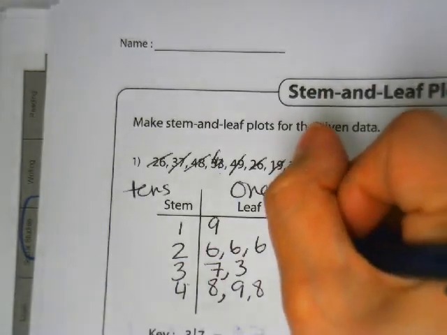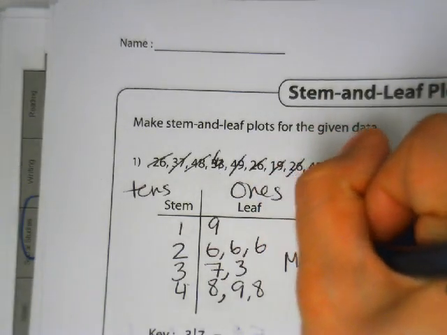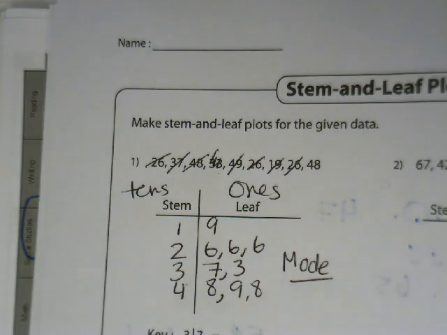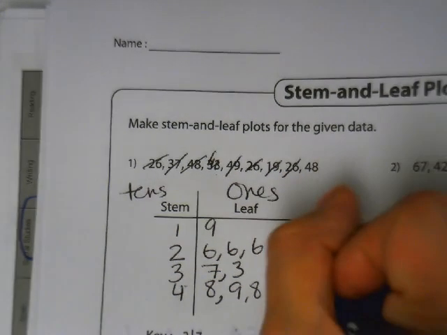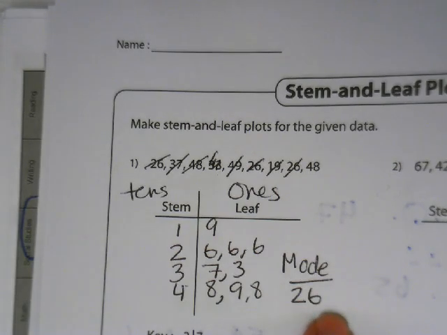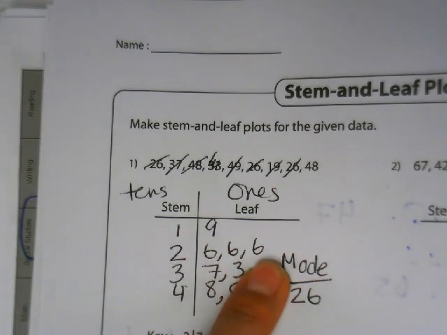And my question is, what's the mode? The mode is the most, right? Correct. Which number repeated the most? Oh, no. 6. 26. But is it really 6? No, it's 26. So the mode would be 26 because this 6 really means 26.